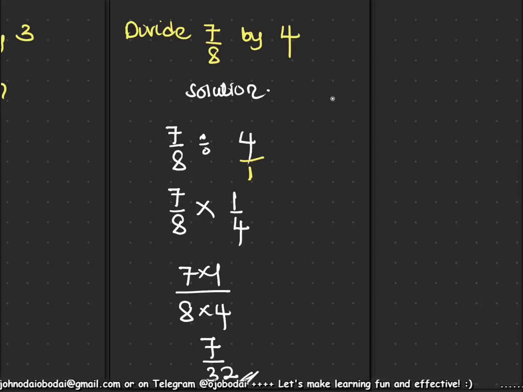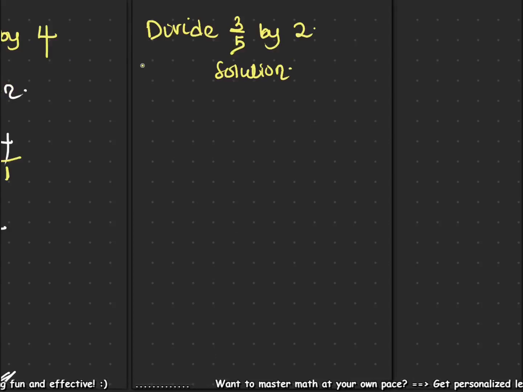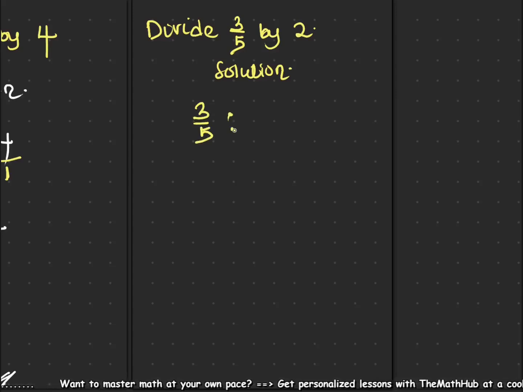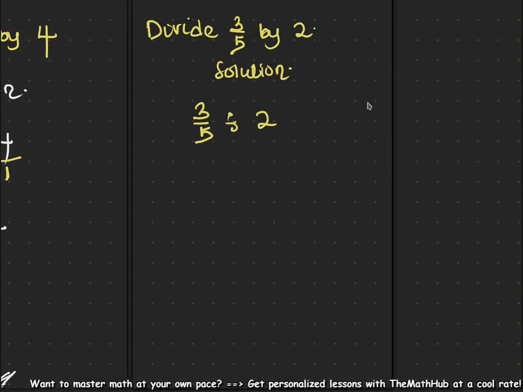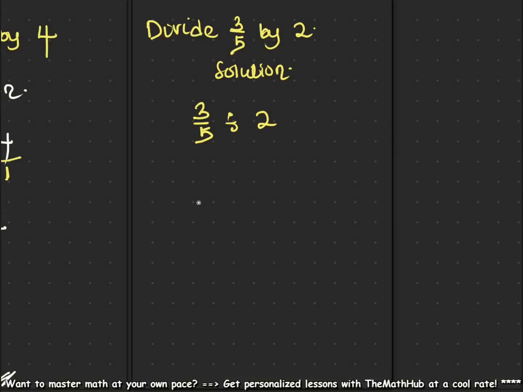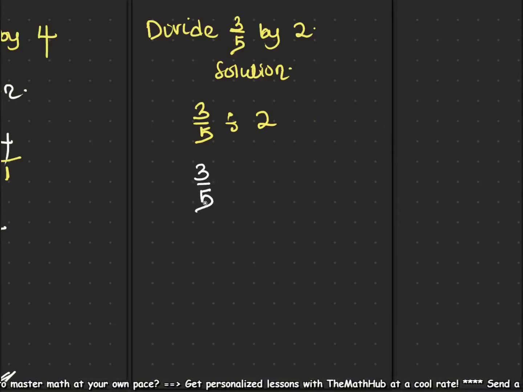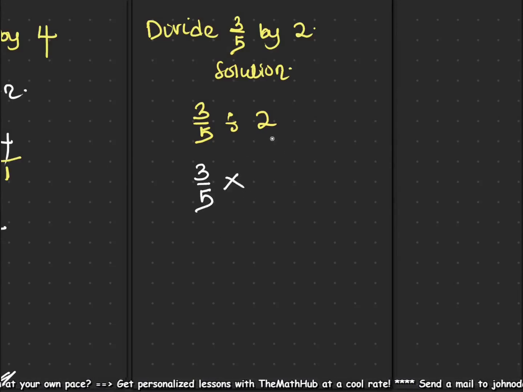Let's take one last example, after which I'll give some exercise on this so you try your hands on. For this example here, it says we have to divide 3 over 5 by 2. You can pause and try it on your own so you come and test your understanding. So our solution, we have 3 over 5 divided by 2. So just as we have solved the previous ones, we have 3 over 5. Then the division changes to multiplication. So that you have times, after which you change your 2 to 1 over 2.